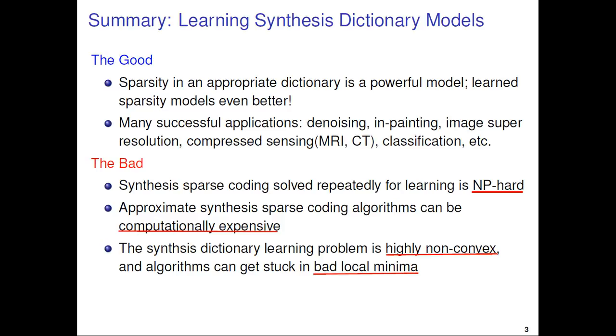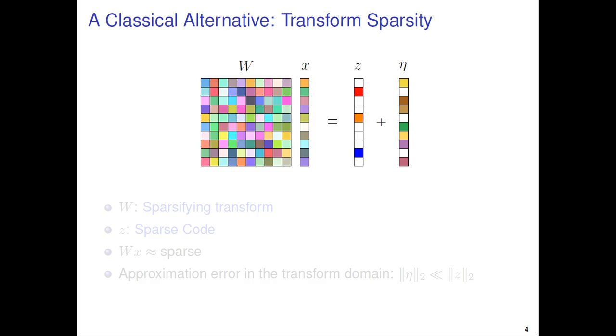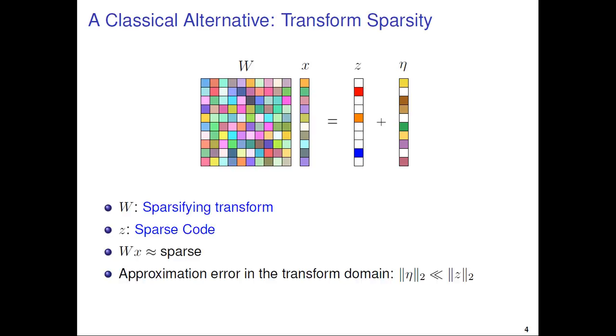Okay, is there anything else you can do? Can you do better? I wouldn't be here if we didn't think so. And the idea is, let's go back to what we learned in school, which is transforms, using transforms to sparsify data. So here's the idea. This time, you have a data vector, and we'll apply to the data a transform, which will produce a sparse vector plus some residual. We call W a sparsifying transform. Z is called the sparse code. And what we want is W times X to be approximately sparse. So this residual has to be small.